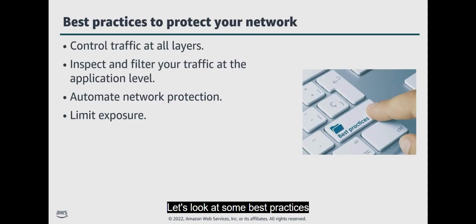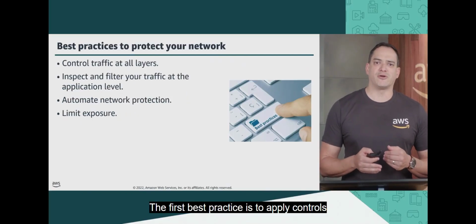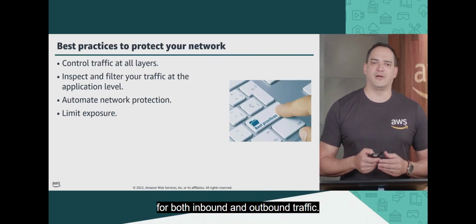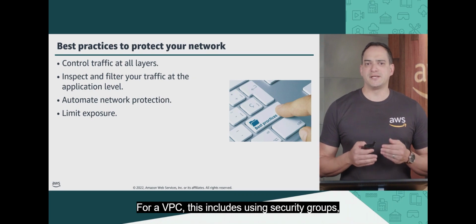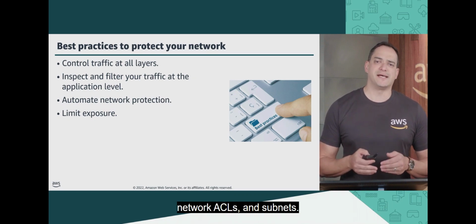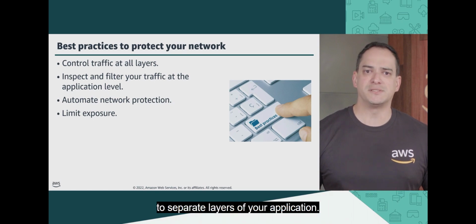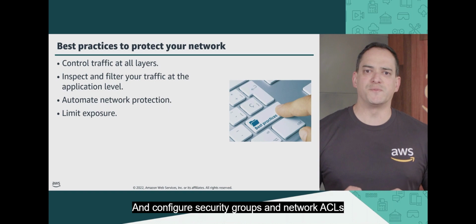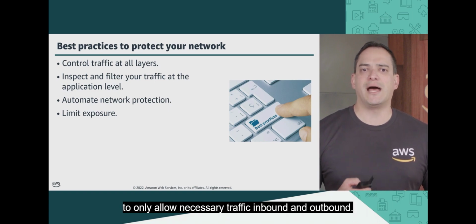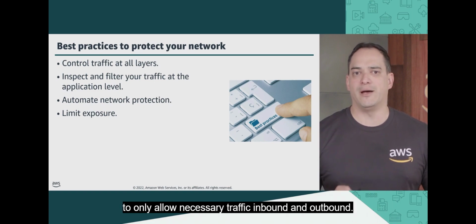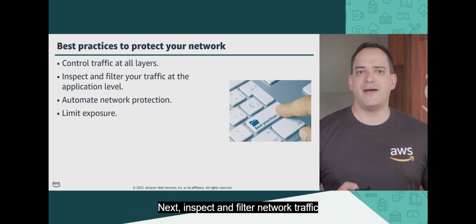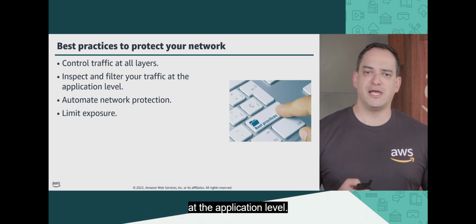Let's look at some best practices to help protect your network. The first best practice is to apply controls for both inbound and outbound traffic. For a VPC, this includes using security groups, network ACLs, and subnets. Use subnets in multiple availability zones to separate layers of your application. And configure security groups and network ACLs to only allow necessary traffic inbound and outbound. Next, inspect and filter network traffic at the application level.